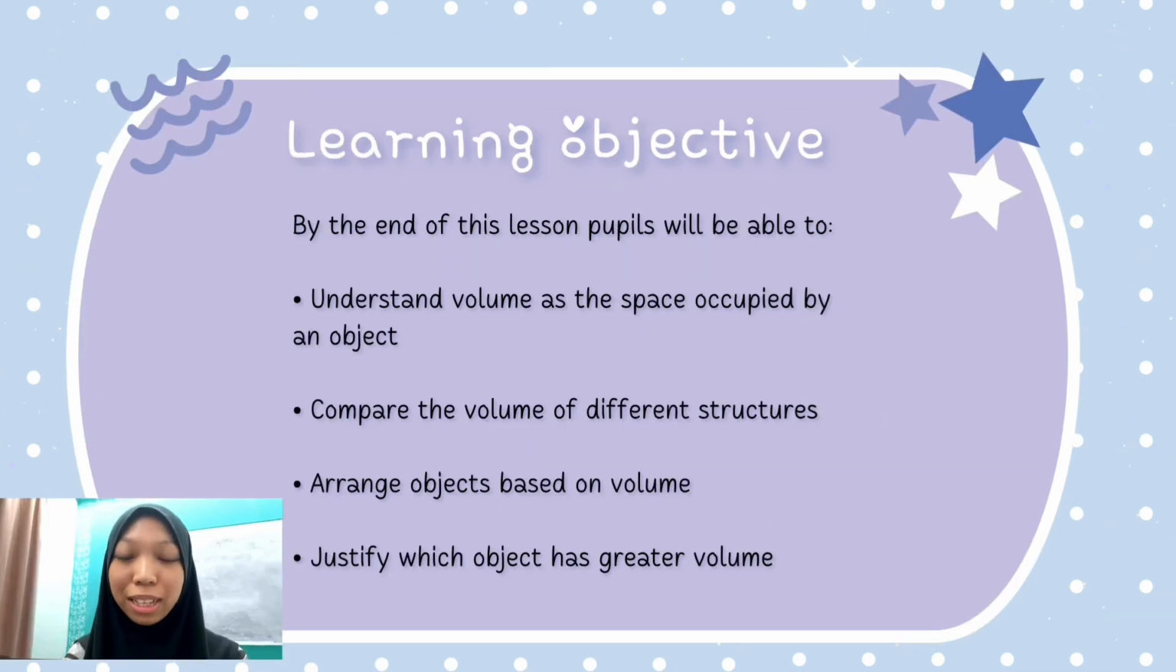Before we begin the activity, let's look at the learning objective. By the end of this lesson, pupils will understand volume as the space occupied by an object. This is important because pupils need to grasp the concept meaningfully rather than memorizing a definition. Next, pupils will compare the volume of different structures by observing which object occupies more or less space. In addition, pupils will arrange objects based on volume, from largest to smallest.